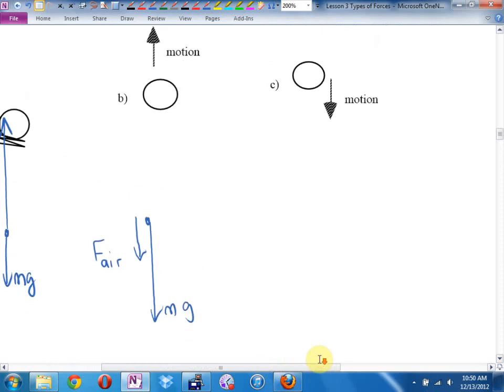Situation C, on the way down now. What are the forces acting on this ball? Get the obvious one. Darn right. Which way is the ball traveling? Downwards. Which way is air resistance then? Upwards.